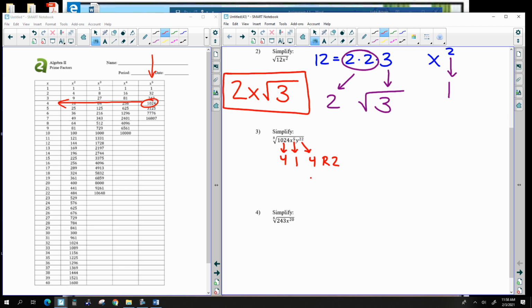So what's my answer? Of the number, I'm able to take out the number 4. Of the x's, I'm able to take out 1x. Of the y's, I'm able to take out 4 of them, but there is 2 left over.